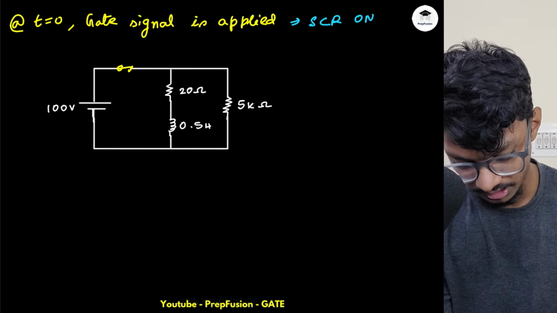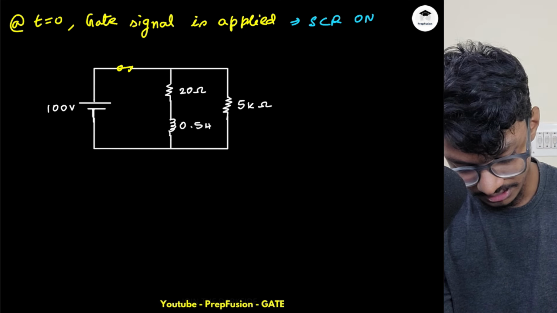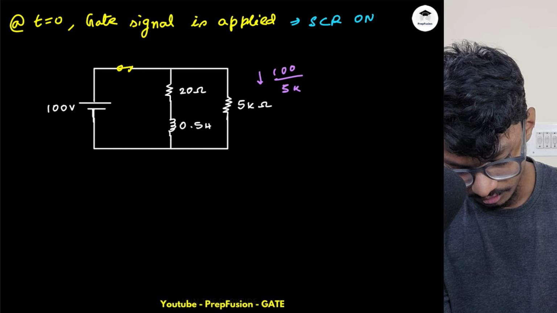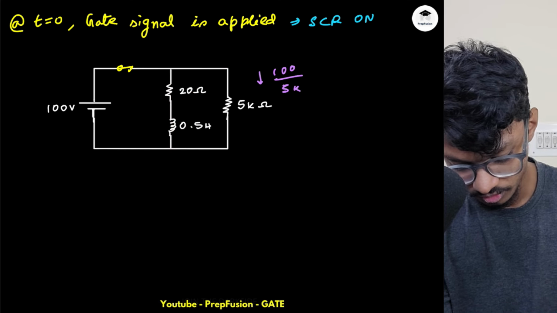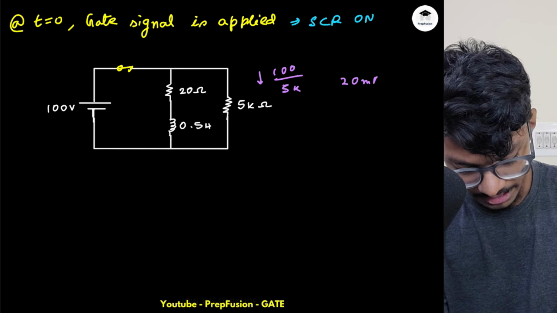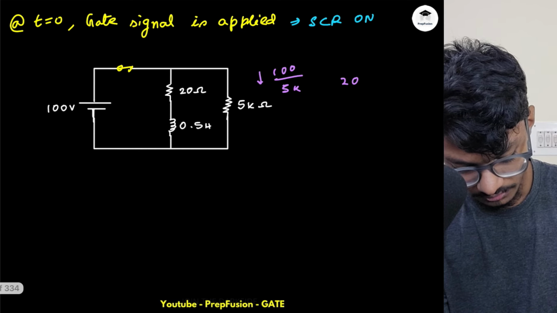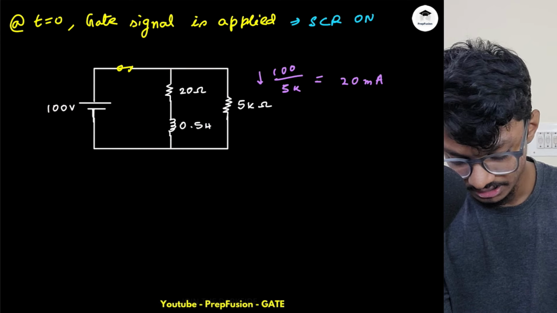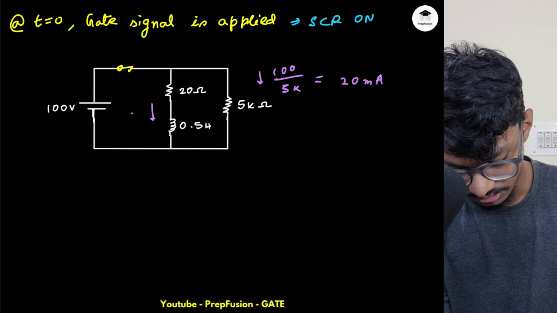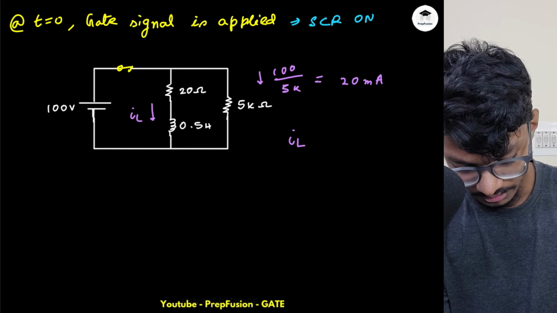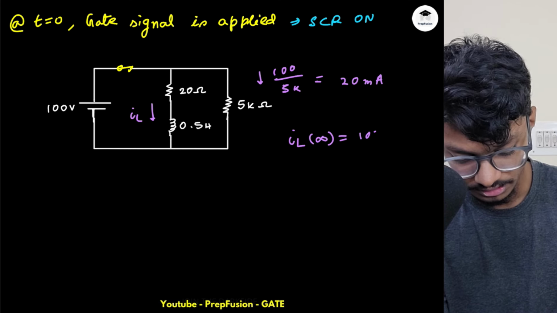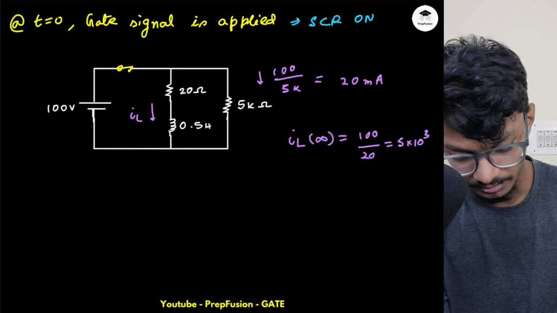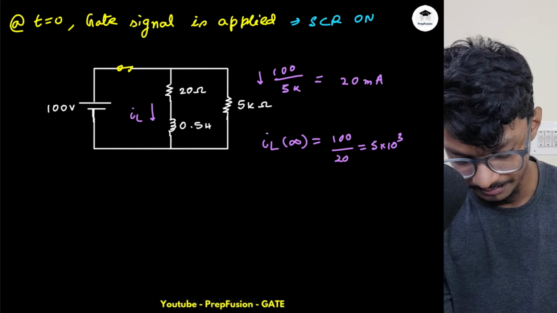So through this inductor, this current is always constant. What is this current? This is 100 by 5 kilo. This doesn't matter, because this 100 volt is applied across both of these, so this will be almost 20 milliamperes. What about this current? 100 volt is applied across this. The steady state current, IL of infinity, will be 100 by 20, that is 5 amperes, that is 5 into 10 cube milliamperes. I just want to write everything in terms of milliamperes, that's why I'm doing this.